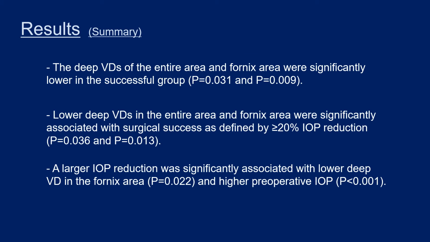Summary: the deep vessel densities of the anterior area and fornix area were significantly lower in the successful group. Lower deep vessel densities in the anterior area and fornix area were significantly associated with surgical success as defined above. A larger IOP reduction was significantly associated with lower deep vessel density in the fornix area and higher preoperative IOP.